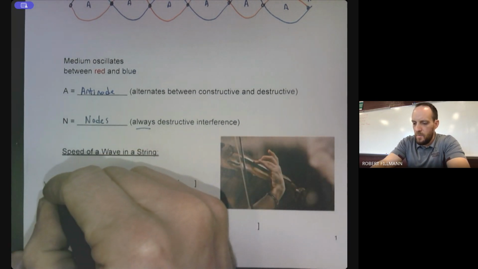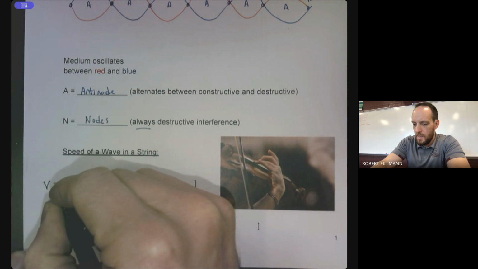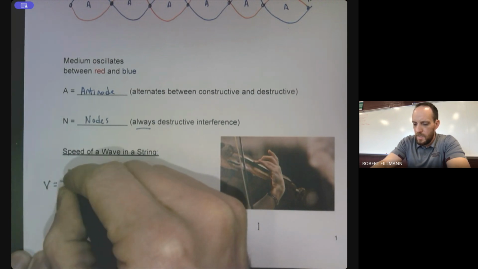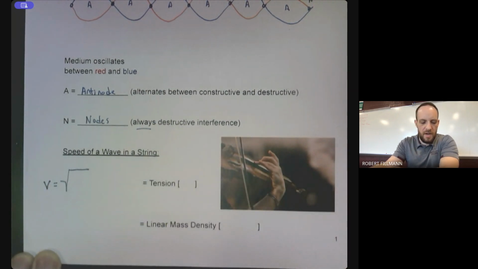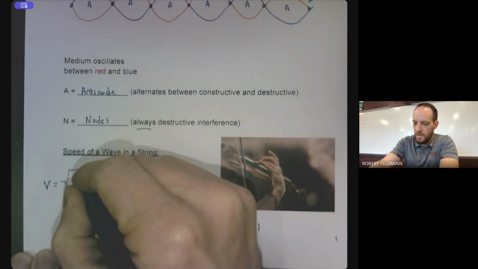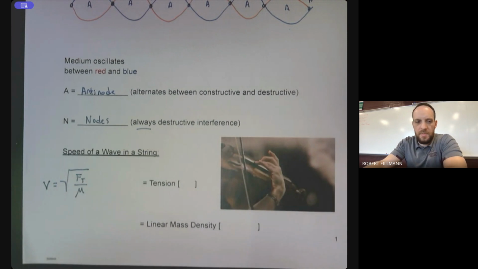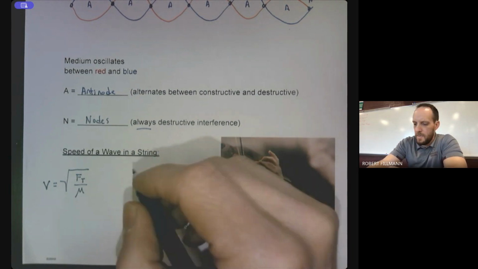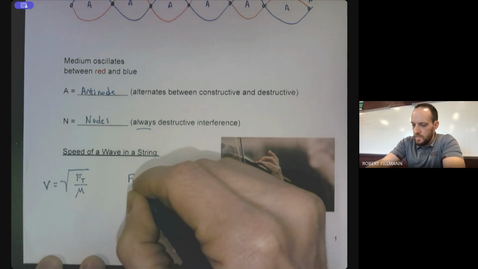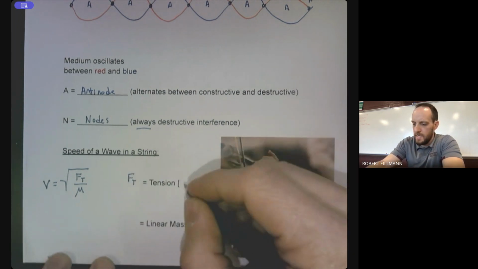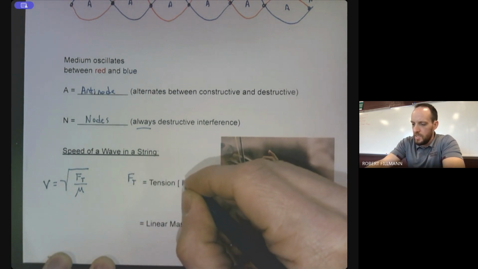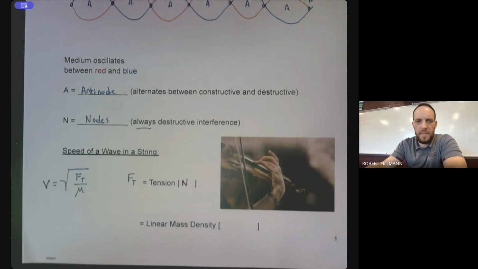The speed of a wave in a string is described as the square root. I'm not going to derive this, I'll give you the result here, of the tension in the string divided by something called the linear mass density. We use the letter mu for that. So F_T is the force of tension. The tighter the string is, measured in newtons, the more that changes the speed at which the waves travel.